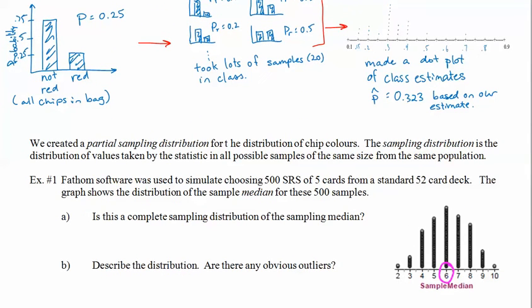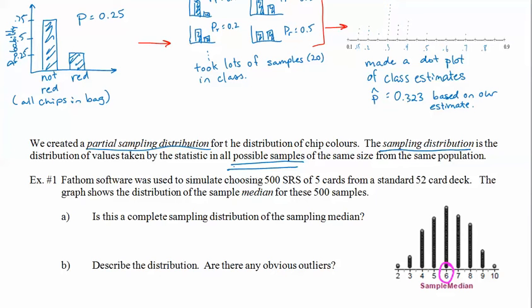So we created a partial sampling distribution, and this is important. It's a partial sampling distribution for the distribution of chip colors. The sampling distribution is the distribution of values taken by the statistic in all possible samples. Okay, that is important: all possible samples of the same size from the same population. So ours is partial because we did not get all possible samples.